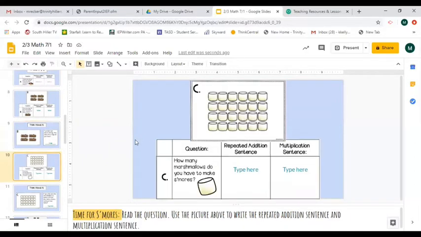How many marshmallows do you have to make s'mores? Looks like we have a lot of marshmallows up here, so why don't you count those and think of your repeated addition sentence and then what your multiplication sentence would be.